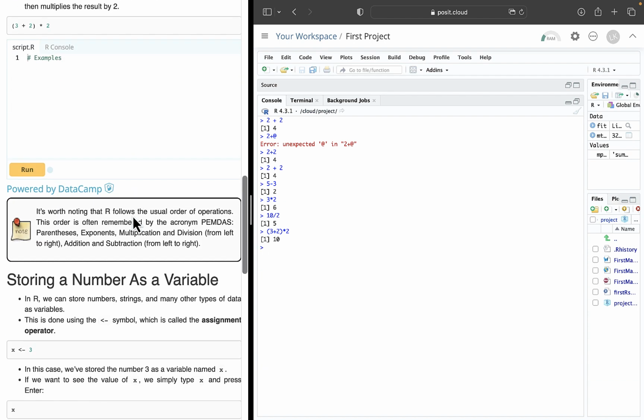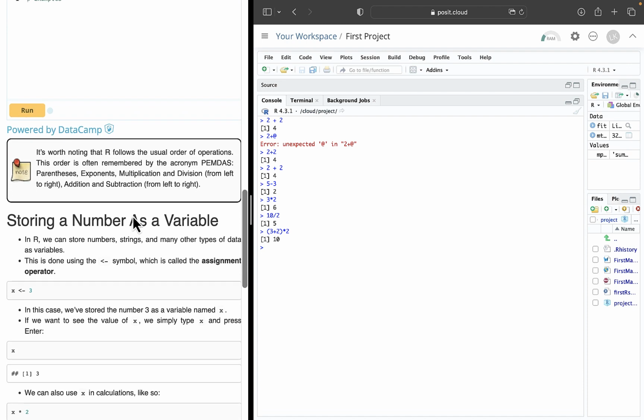All right, we'll keep going. It's worth noting that R follows the order of operations. Oh, look, I even brought that in. PEMDAS. Parentheses, exponents, multiplication, division, from left to right, and addition, subtraction, from left to right. Okay?